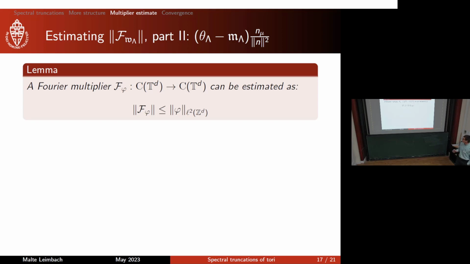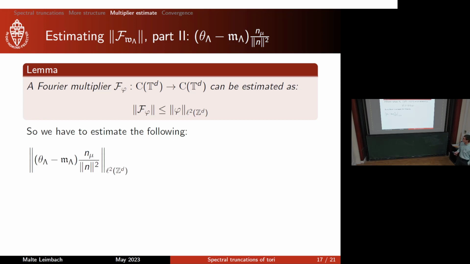of the symbol, which in general is very bad, right? I mean, the symbol is just a bounded sequence on Z^d, or an L infinity function on Z^d. So in general, this L2 norm might just be infinite. So it might be a rough estimate, but I'm going to try to get the most out of it.